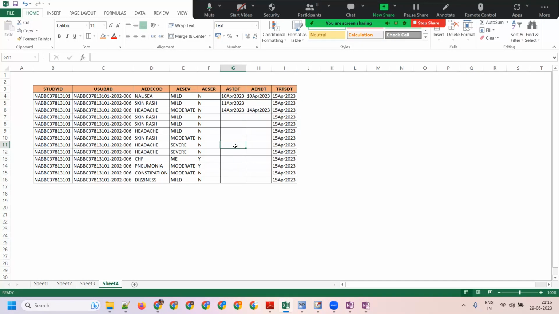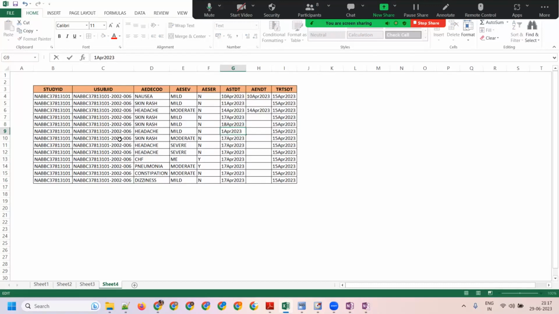Now, from here onwards, the skin rash, all these things will be there. For the same patient only, it happened on different days. It started with 17th April 2023. The same happened maybe the next day. Then 19th April, I'm giving some random dates. On 19th April, he got 2 skin rash as well as headache. 20th April, this one has come twice.